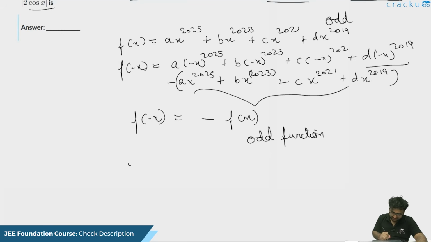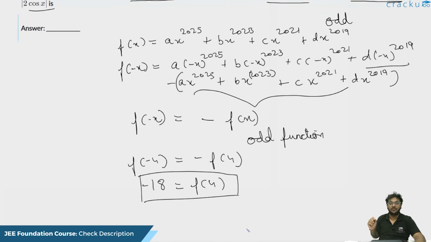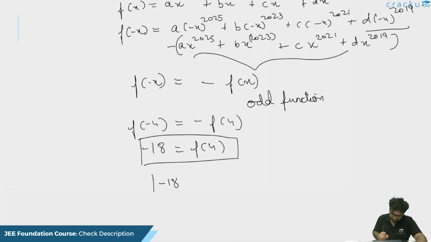So f of minus 4 will be equal to minus of f of 4. And what is f of minus 4? 18. So minus 18 would be f of 4. So we got the value of f of 4. Now what do we need? Mod of f of 4. So what will be the mod of f of 4? It would be 18.